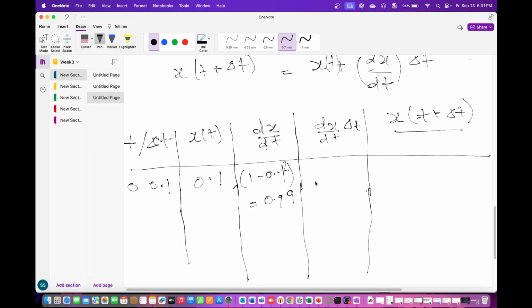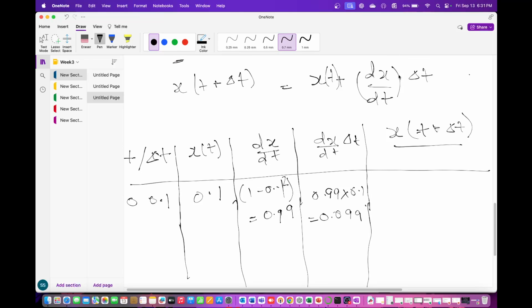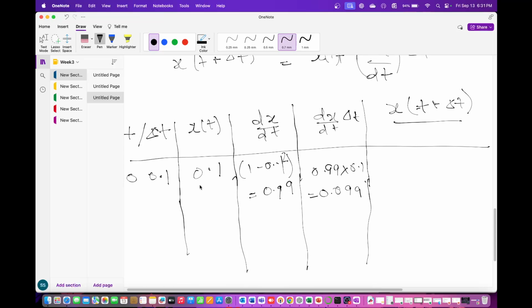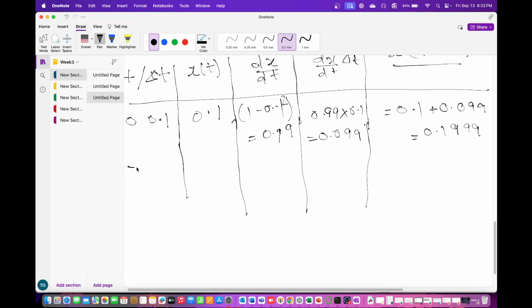Then dx/dt into delta t will be 0.99 into delta t, which is 0.1, equal to 0.099. Now if you take x of t plus dx/dt into delta t, if you add this up, 0.1 plus 0.099, right? Now let's try the second step.